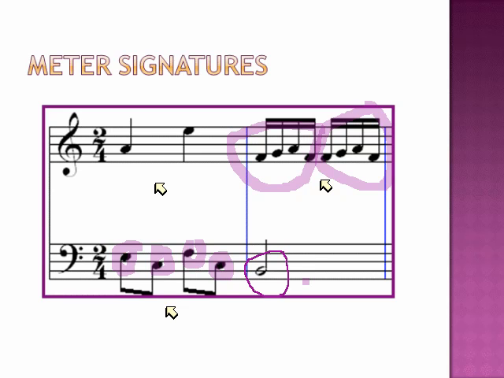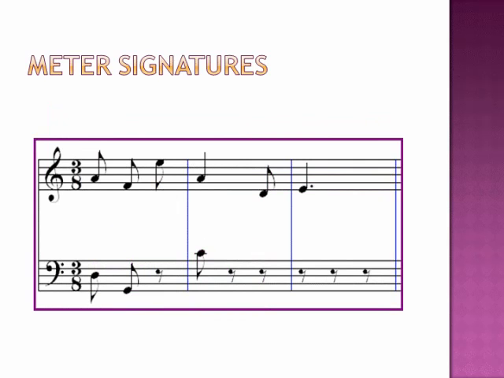Okay, we just did the meter signature that uses 4 on the bottom, a quarter note getting 1 beat. There are others that do not have a 4 on the bottom. One of the most common is to have an 8 on the bottom. And if it has an 8 on the bottom, it means that an 8th note is getting 1 beat.